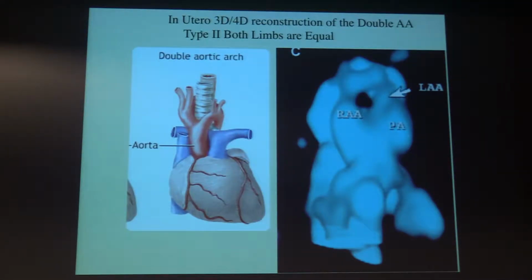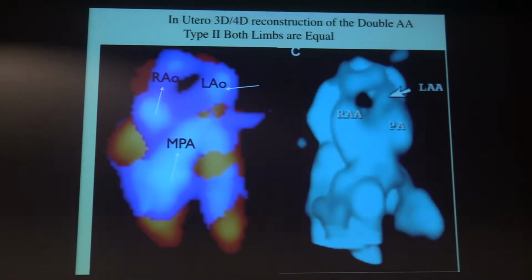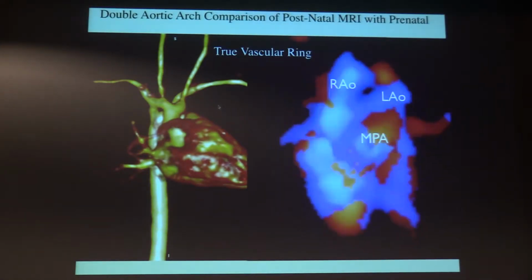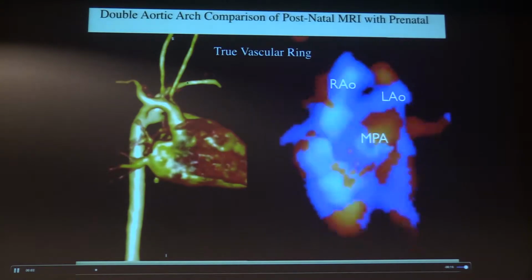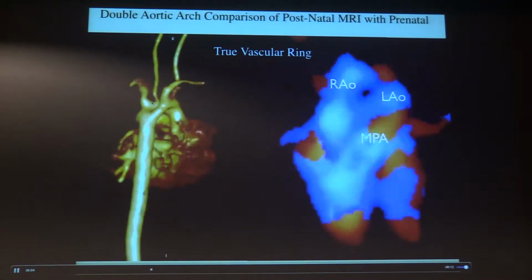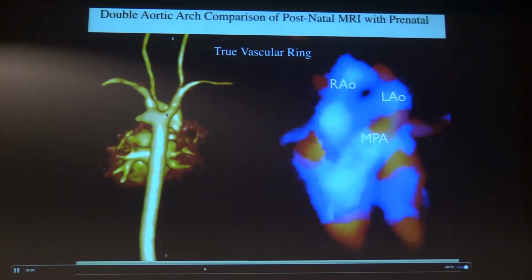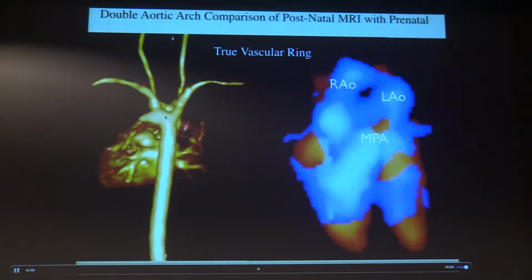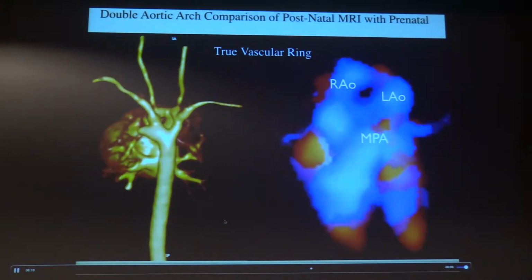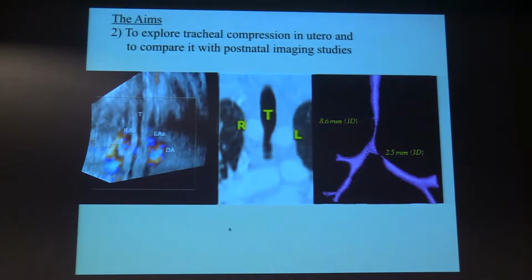The type 3, the second type, is when both limbs are of equal size. You can see here and here the left aortic arch and right aortic arch, and this is what forms the true vascular ring, as you can see here with the postnatal imaging. What about our second aim? Our second aim was to explore tracheal compression in utero and to compare it with postnatal imaging studies.